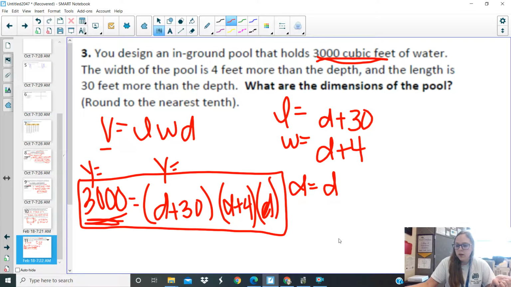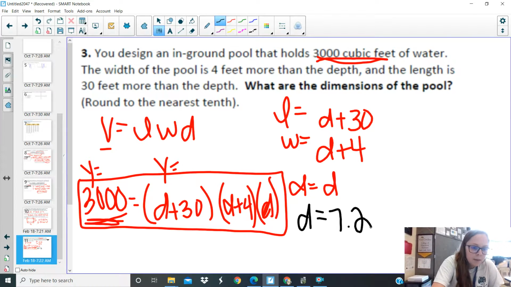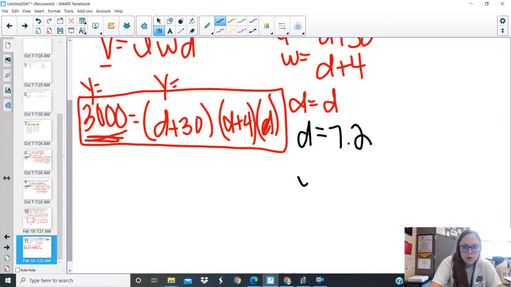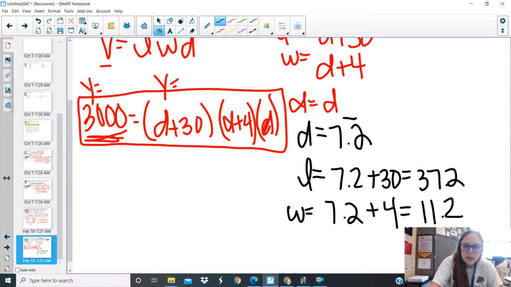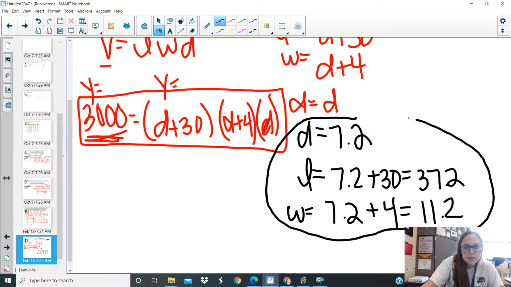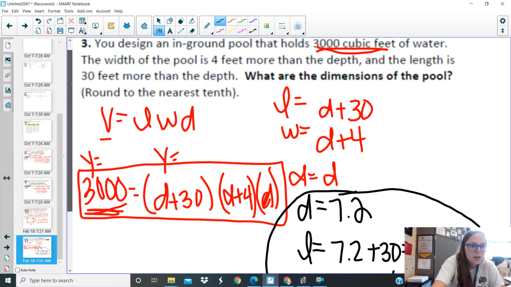So we're going to come back here, and we would have the depth was 7.2, and then we need to find the length and the width as well. So the length was the depth plus 30, so 7.2 plus 30 is going to be 37.2 feet. And the width was 4 more than the depth, so 7.2 plus 4 is just going to be 11.2 feet. And this gives us all of the dimensions of the pool for this one.